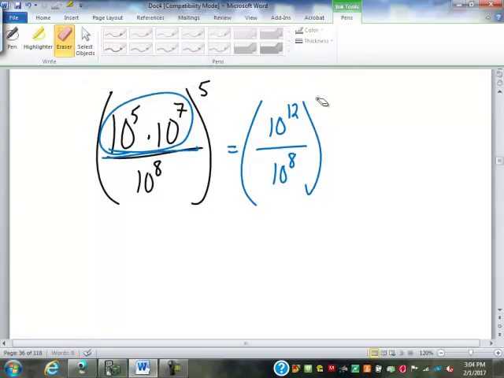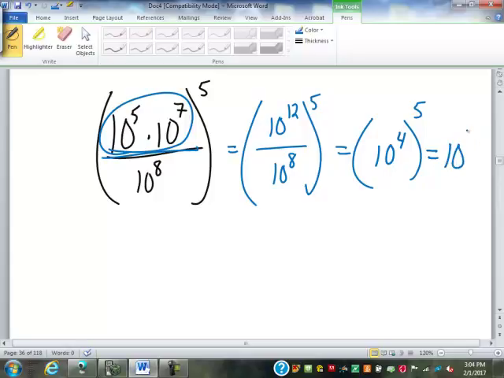And now we have that 10 to the 12th divided by 10 to the 8th, which is what? 12 minus 8 is 4, so 10 to the 4th. Now 10 to the 4th to the power of 5 is 10 to the 20th. Very good. 4 times 5.